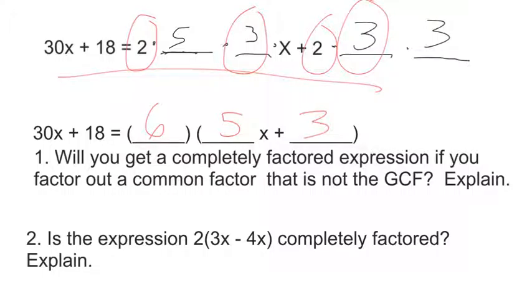Does that make sense? So I've pulled out that GCF. I determined what the GCF was with the circling, and then I pulled it out and wrote it separately here with what's left here. I've kind of divided both. If I go in here and divide 30x by 6, and then I divide 18 by 6, I would get 5x, since 30x divided by 6 is 5x. 18 divided by 6 gives me the 3. Does that make sense? Okay.